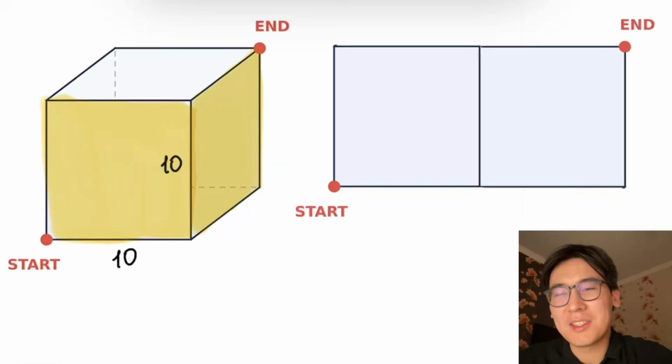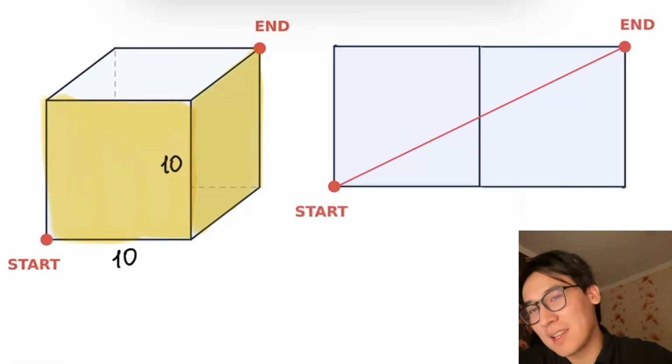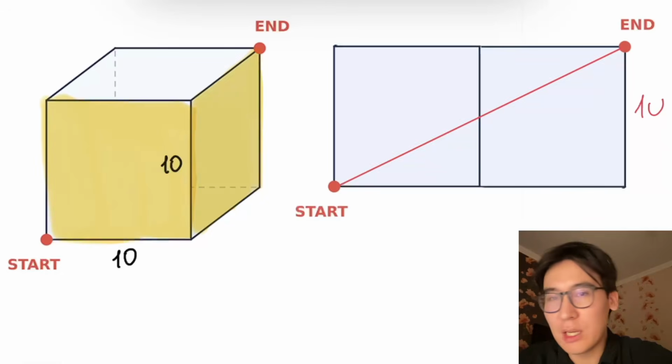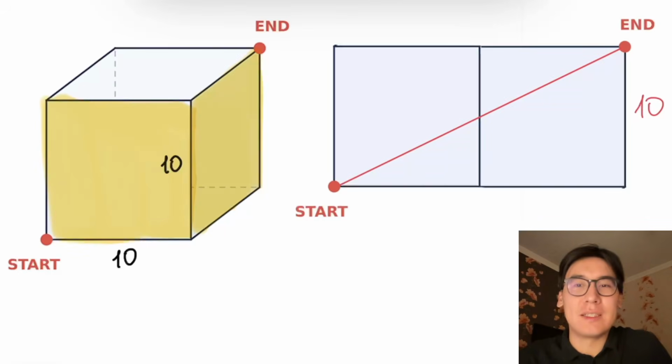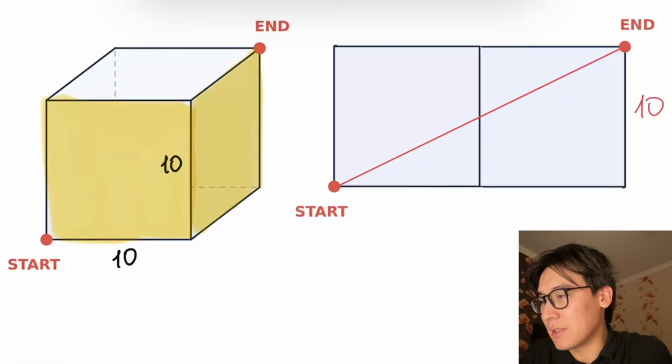In 2 dimensions, the shortest distance between any 2 points is always a straight line. Let's look at the dimensions of our new triangle. The height is just the side of the cube, which is 10, and the base stretches across 2 faces, so it is 10 plus 10, giving us 20.